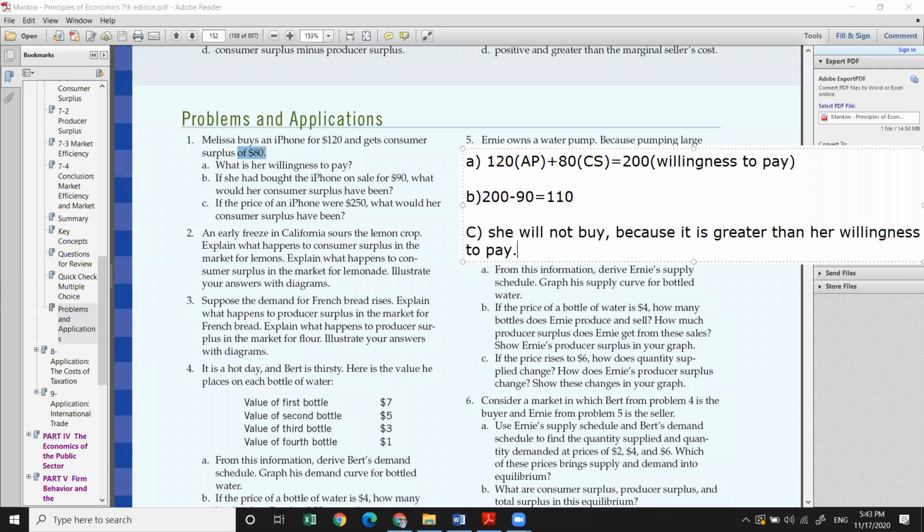So this is question 1, straightforward. Okay. Any question? Okay, that's question number 1.